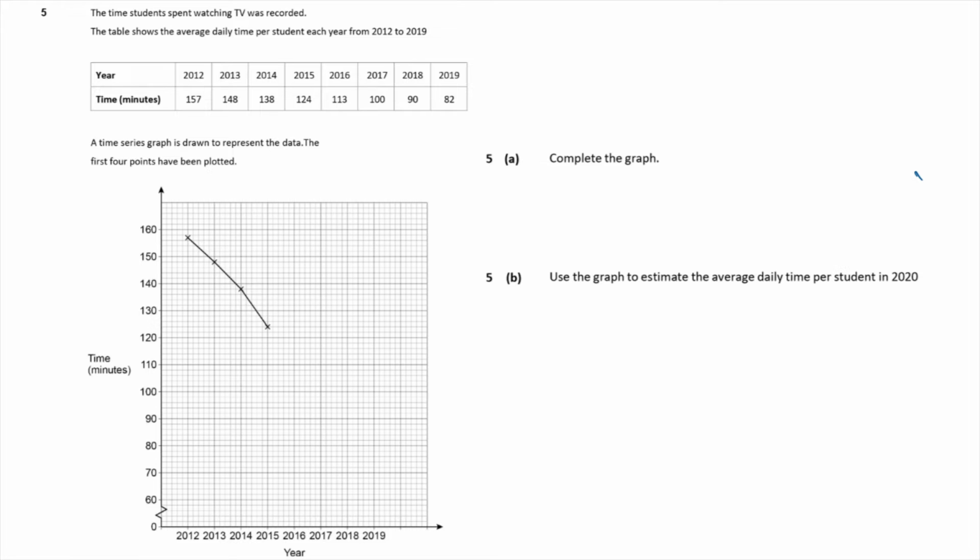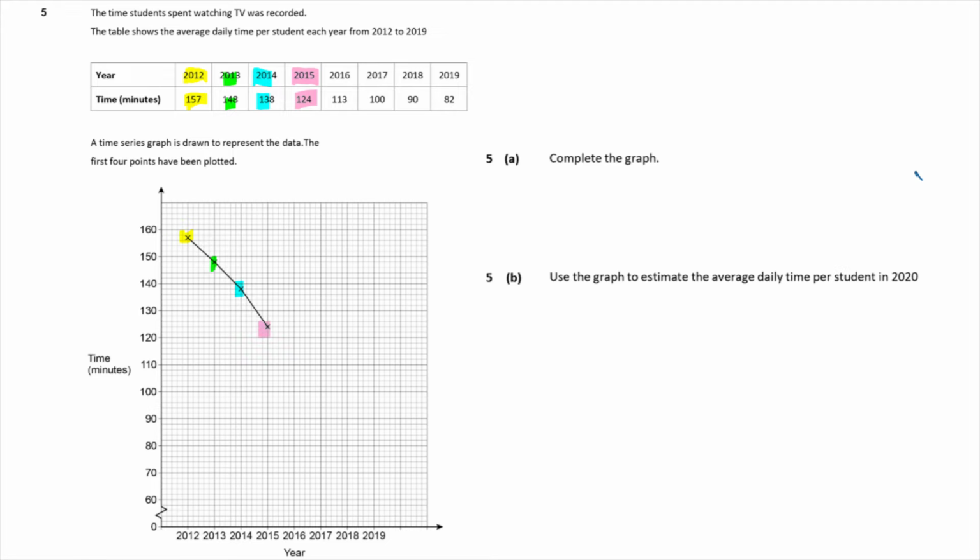So 2012 has been plotted at 157. So like this point here has been plotted. It's that one there. And then we've got 2013, which has been plotted here at 148. And then I've got 2014 that's been plotted here. And I've got 2015 that's already been plotted here. So I need to plot 2016 up to 2019 onto the graph.